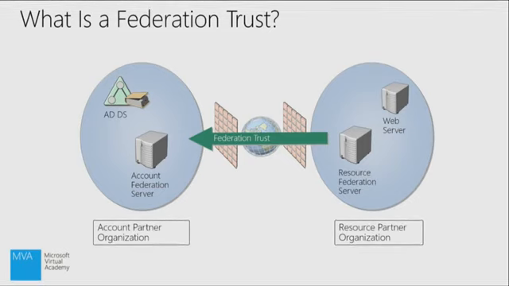And in terms of the diagram, an interesting little pointer: in any diagrams where you see trusts involved, the arrows point to where the accounts are. The resource partner is trusting, in that direction, the account partner.